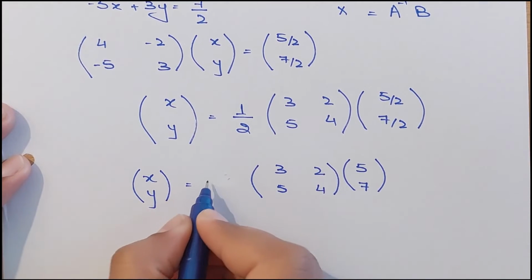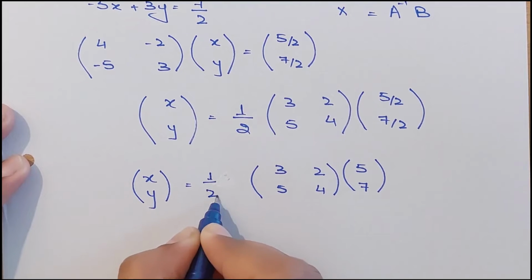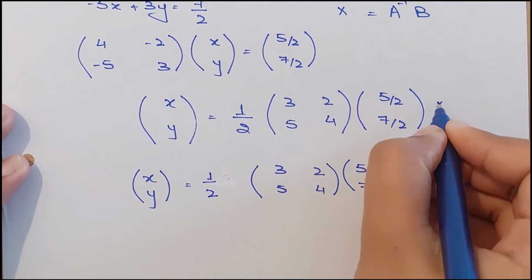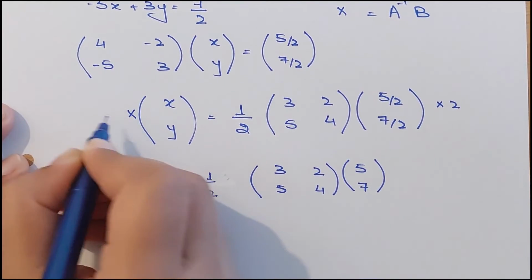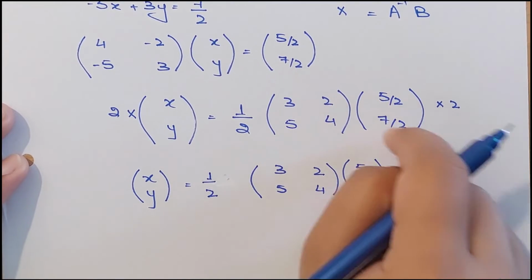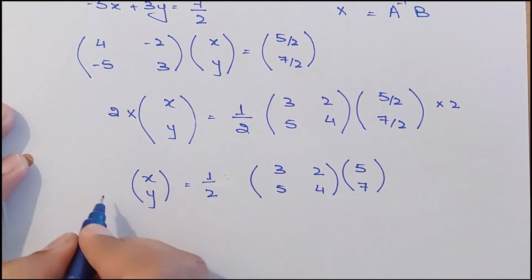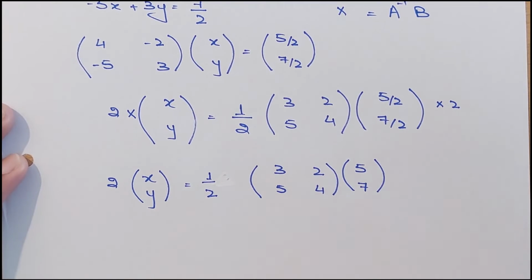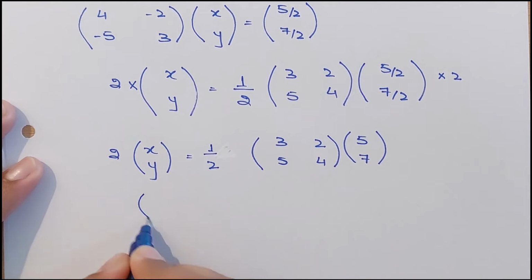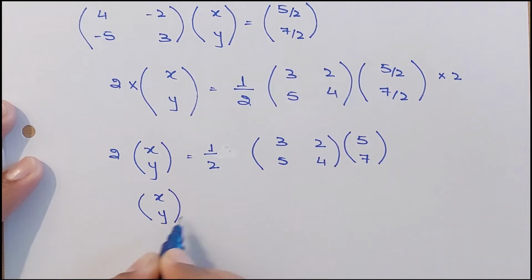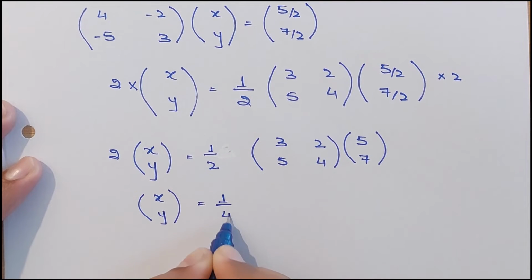So this 1 by 2 stays the same. To get rid of this 2, we have to multiply by 2 on both sides, right? So we can cancel the 2 and the 2, and we have 2 over here. Now in this step we can easily cancel, so xy is basically 1 by 4.